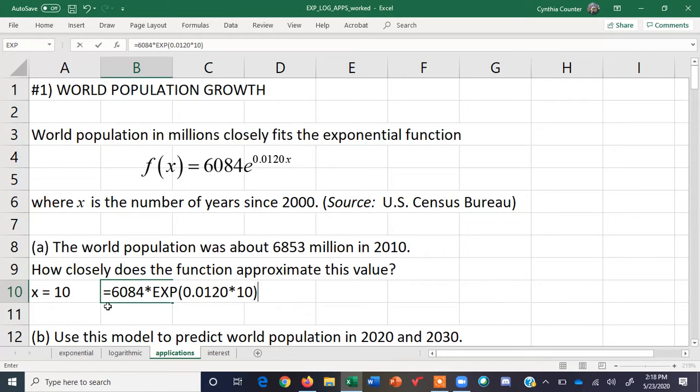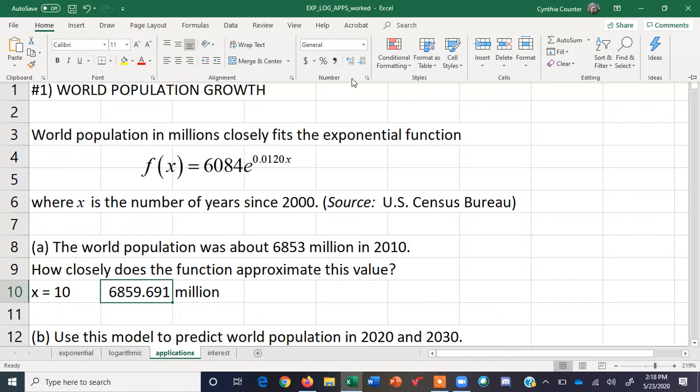So in Excel, equals 6084 times exponential, or e to the power, 0.0120 times 10, which gives us 6859.691 million. I am going to round this. I go to Home, and here where it says number, we have the decrease decimal button. I'm going to take it to the whole million, 6860 million. It's off by 7 million, but as far as significant figures, I think that's pretty good.